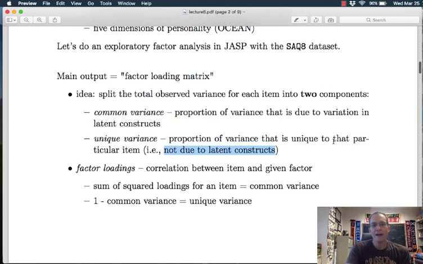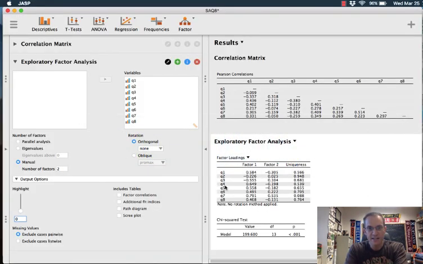So, what are the factor loadings? Let's see. They are these things right here. You'll notice that there's a table that contains the 8 items and then these 2 factors. We chose 2 factors here. And then a column for uniqueness. Okay, we'll talk about each one of these.